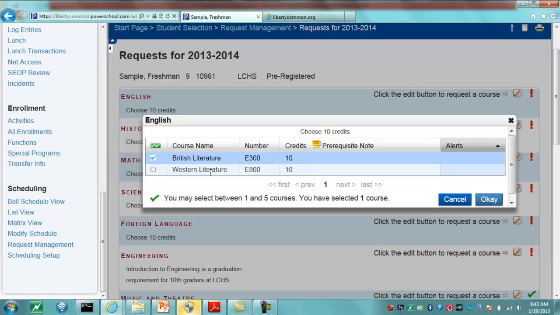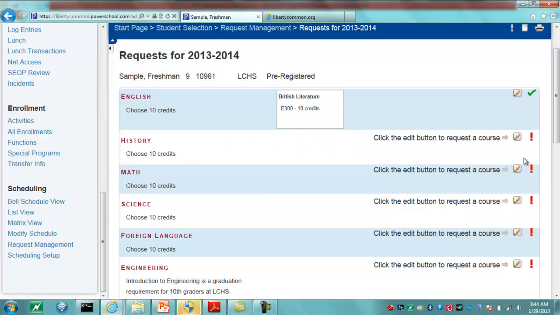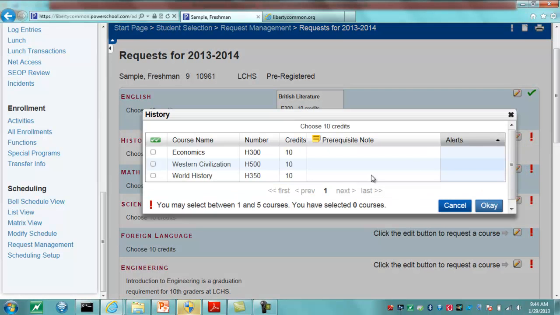Western Literature is listed here in case you need to retake that class if you did not pass both semesters of the class in your freshman year. But everybody takes British Literature. For history, everybody takes World History in 10th grade.